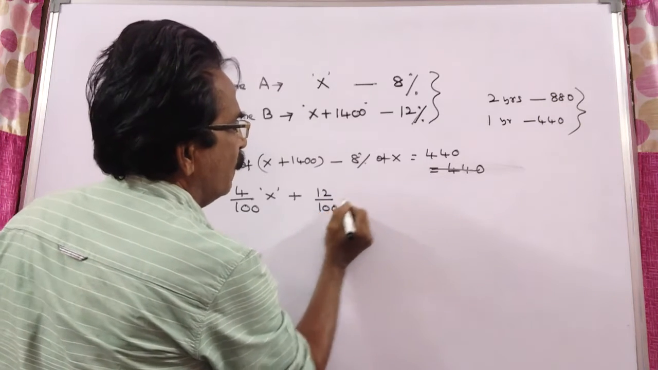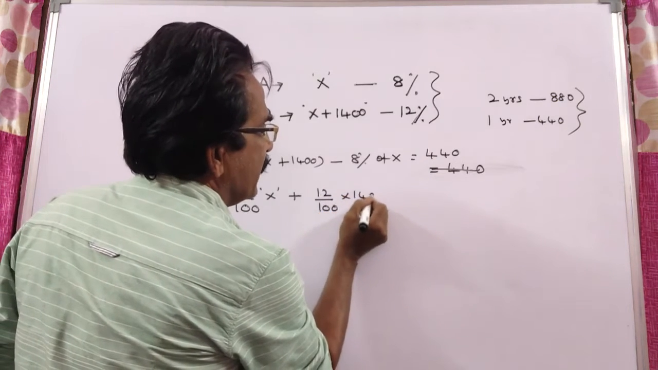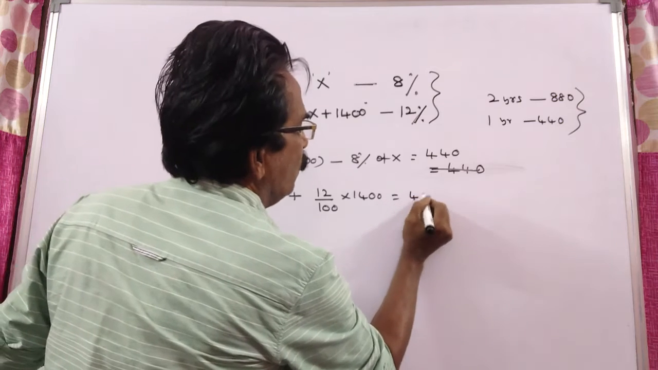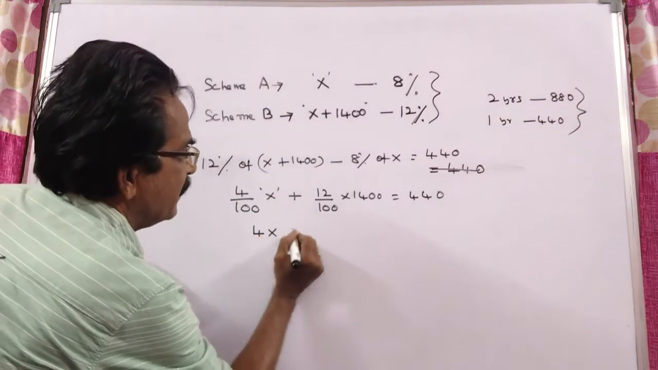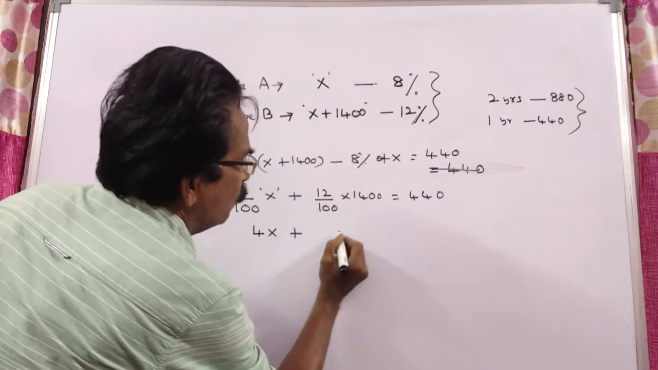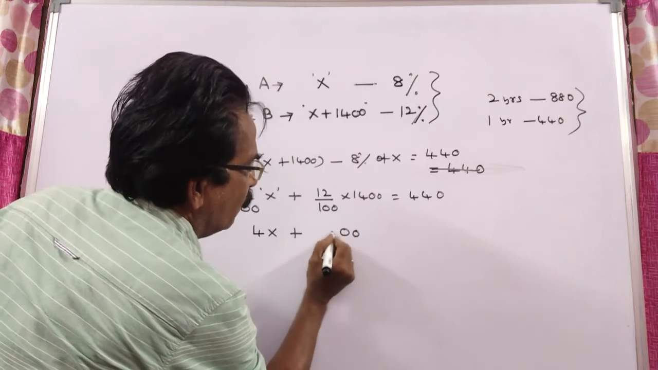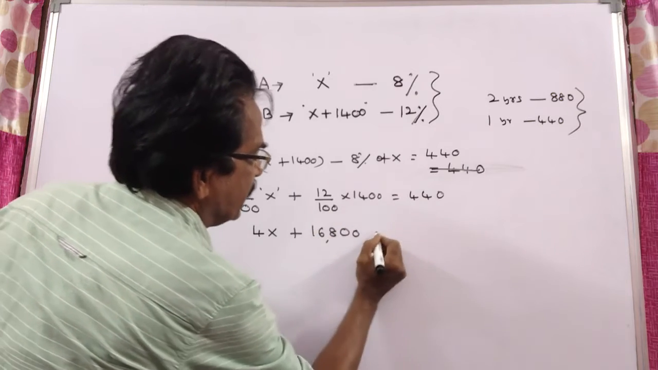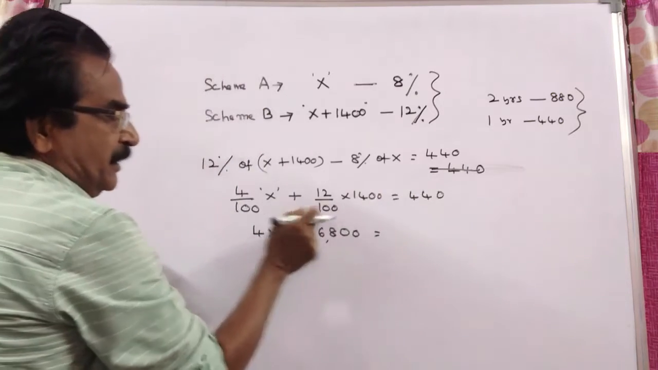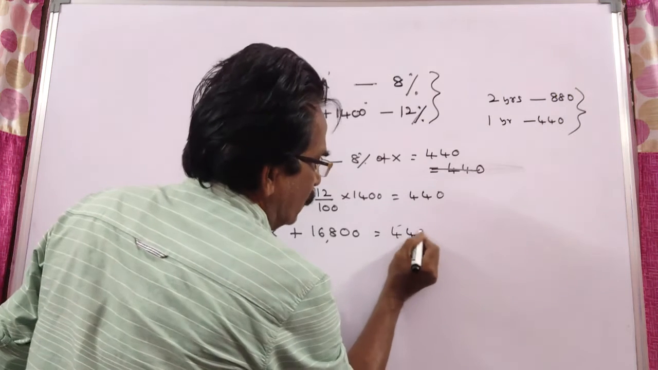is equal to 440. Now 4 into x, 4x plus 12 into 1400, 12 plus 4, 16,800 is equal to 440 into 100, 44,000.